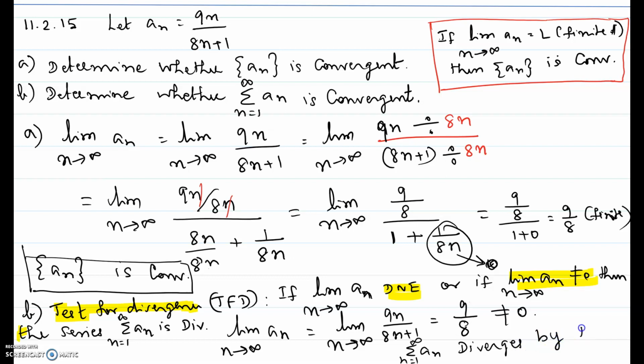by the test for divergence. Keep in mind always when you do these kinds of problems, you're going to be seeing a lot more tests to decide whether a series converges or diverges, and you have to always state that the series diverges or converges by what test, by applying what test you are able to conclude your result.